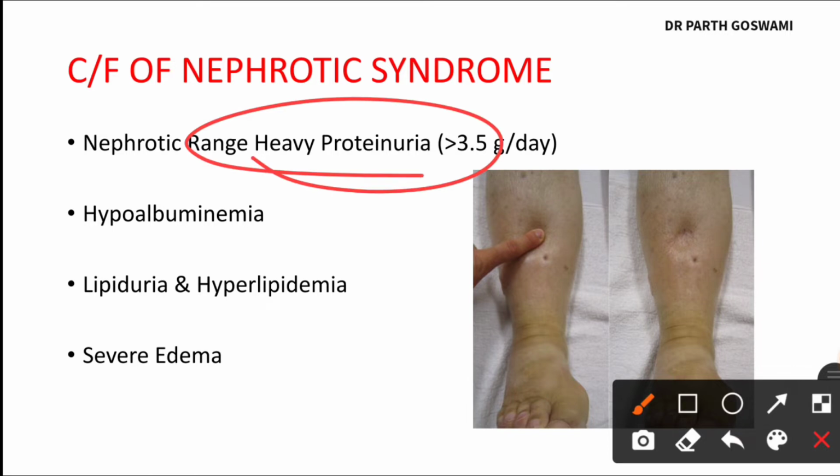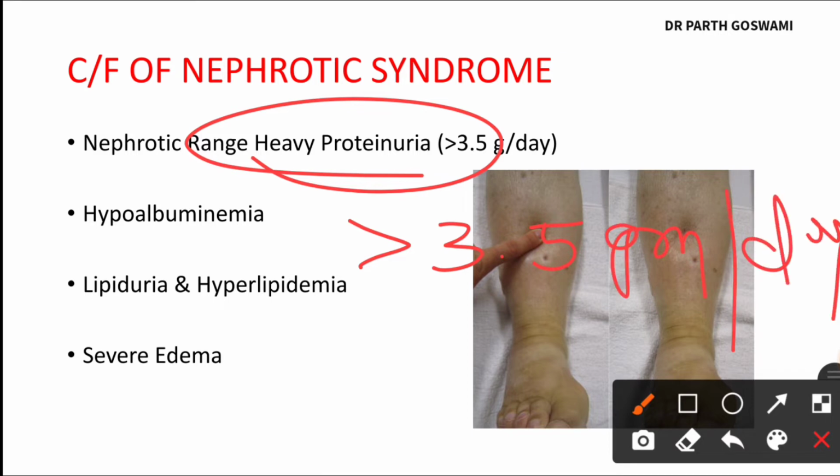So the patient will have heavy proteinuria. Heavy means the patient will have greater than 3.5 gram protein loss per day in the urine, and that's why it is known as nephrotic range heavy proteinuria. In nephritic syndrome, proteinuria is not severe, it is very mild, but here it is greater than 3.5 gram in 24 hours. So you can imagine the severity of nephrotic syndrome.